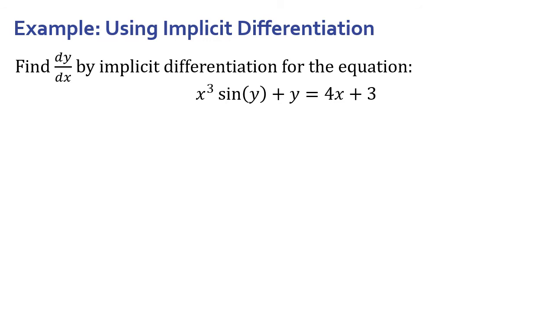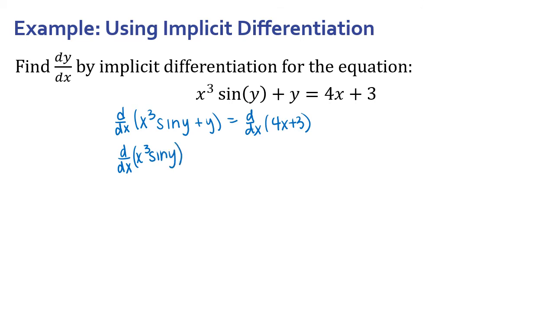So that first step is to take the derivative of both sides. So I always write this out. So it's the derivative with respect to x of x cubed sine of y plus y equals the derivative with respect to x of 4x plus 3. Okay, so since I'm adding two functions on the left-hand side, I can just apply that derivative to each piece. The derivative with respect to x of y.